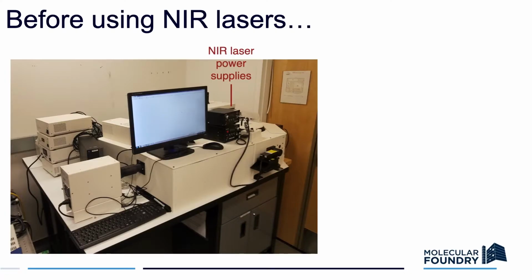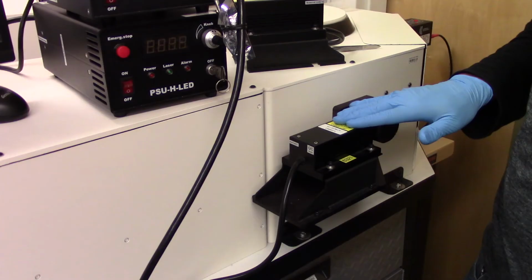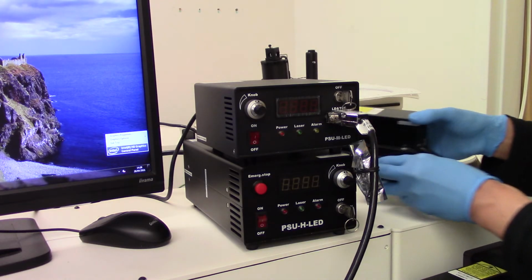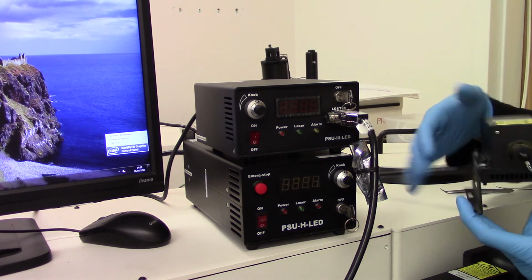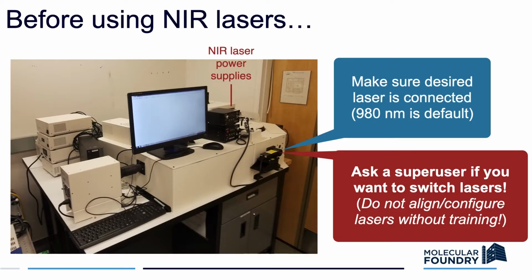Since we're using the near-infrared lasers for this tutorial, we want to make sure that the desired laser is connected. The 980 nanometer laser is connected by default, so if you need to use the 800 nanometer laser, ask a super user. It's really important that you don't try to change these lasers yourself.